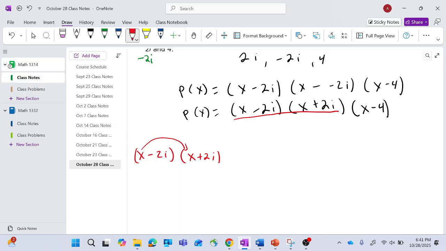So take the first term and distribute it to the second parentheses. X times x is x squared. X times 2i is 2xi. Distribute the negative 2i. You get negative 2xi, then minus 4i squared. Right? X minus 2i times x plus 2i gives you x squared plus 2xi minus 2xi minus 4i squared.